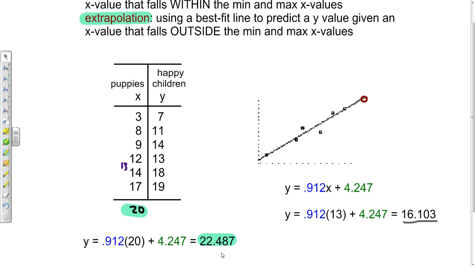We have to be careful. Again, because we used extrapolation, we don't know that this line is going to continue to do that. It could actually do something very crazy, and we just won't ever know. So use caution when you're making estimates outside of the range of your data, especially if it's very far away. Here we were fairly close, but if we were very far away, it would become increasingly dangerous to make this estimate. But around 22.5 happy children is what we expect when we have 20 puppies.